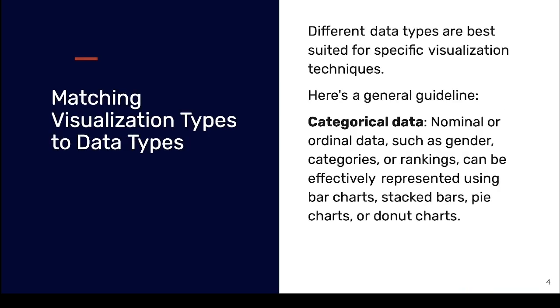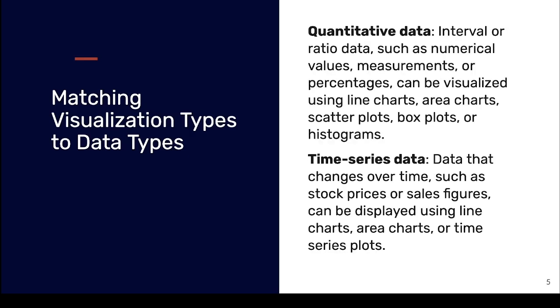Matching visualization types to data types. Different data types are best suited for specific visualization techniques. Here's a general guideline. For categorical data, nominal or ordinal data such as gender, categories, or rankings can be effectively represented using bar charts, stacked bars, pie charts, or donut charts. For quantitative data, interval or ratio data such as numerical values, measurements, or percentages can be visualized using line charts, area charts, scatter plots, box plots, or histograms.